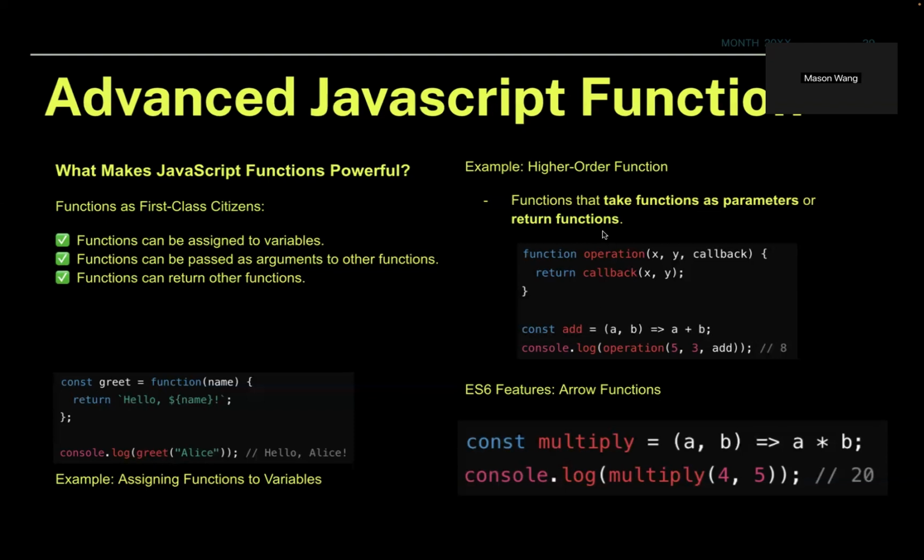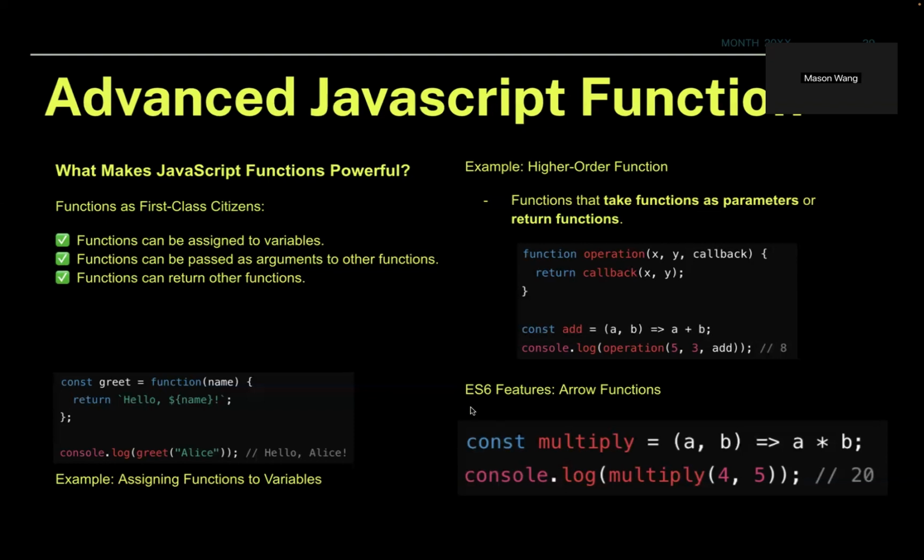Following the same logic, here's an example of a higher order function, where functions can be passed as arguments or parameters to other functions. Right here, you can see that except for the variables x and y, we also pass in this callback function as a parameter, and it can actually be used inside of this function.